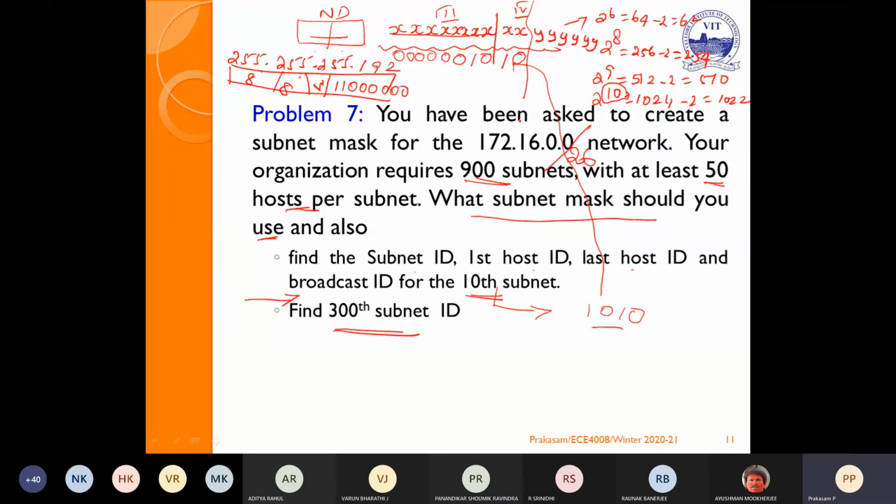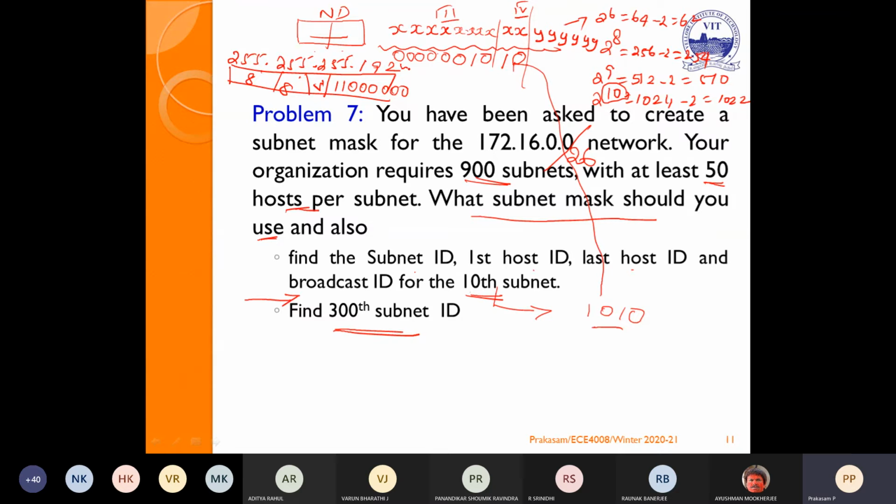Substitute this 1010 in the subnet bits, which start from the fourth field. For these 10 bits, the last one is the LSB. Counting the bits: 1, 2, 3, 4, 5, 6, 7, 8, 9, 10. So it will start from here: 0, 1, 0, 1, remaining 0.